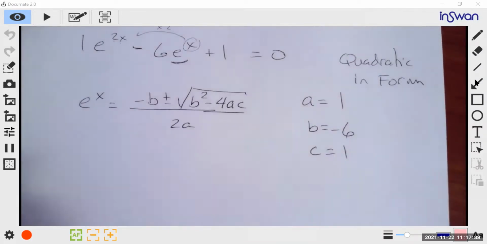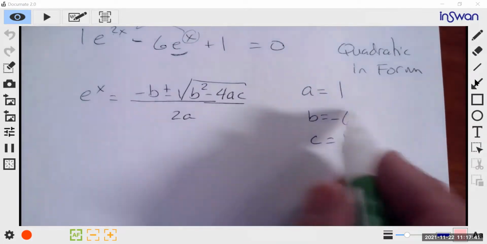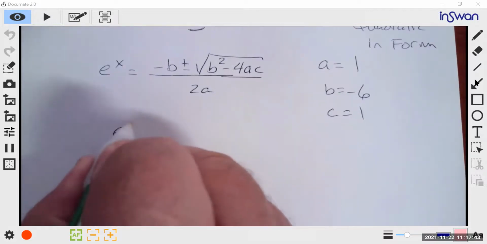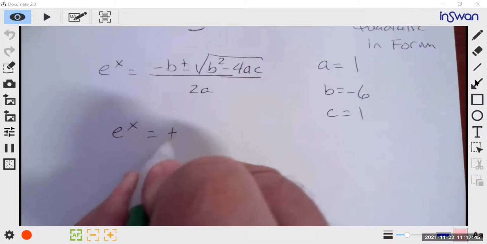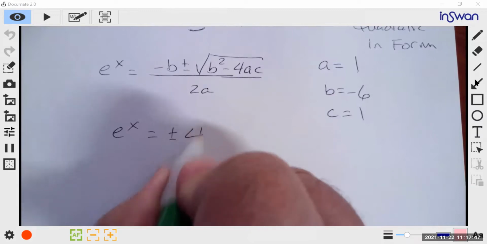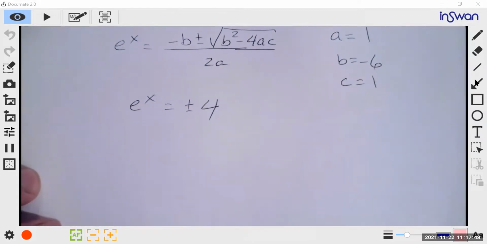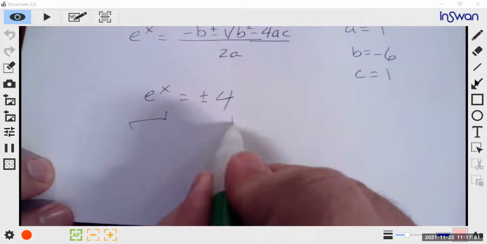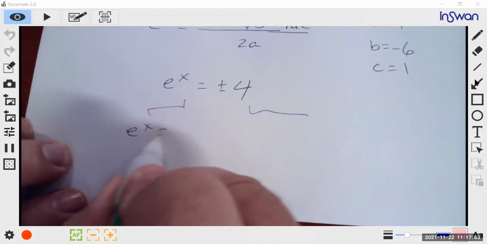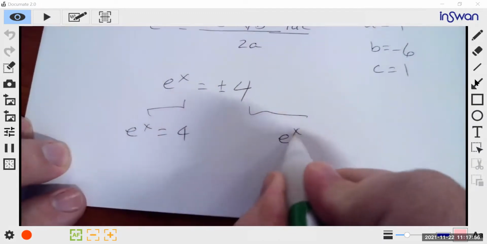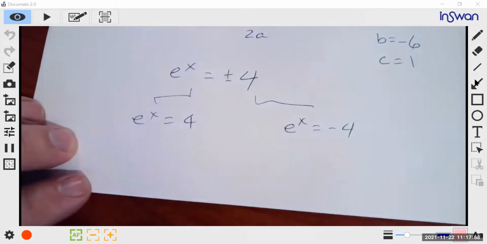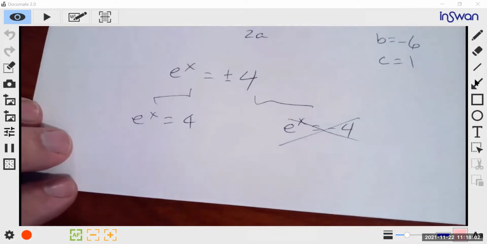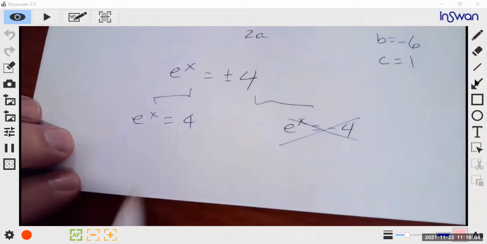All right, so you just plug them in there. I'm not going to do that here. So you just plug those values in there. Let's say we had e to the x equals plus or minus 4. That's our final answer. So we have e to the power of x equals 4, and e to the power of x equals negative 4. You can't have a negative answer because the range is positive, 0 up.